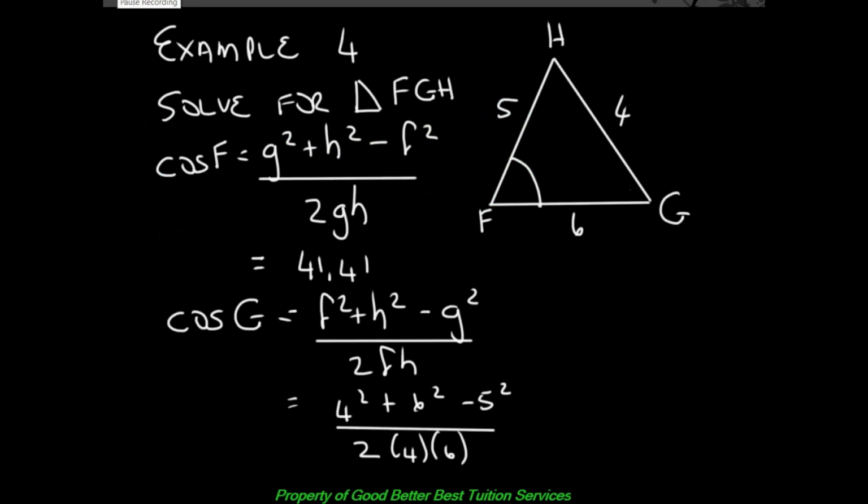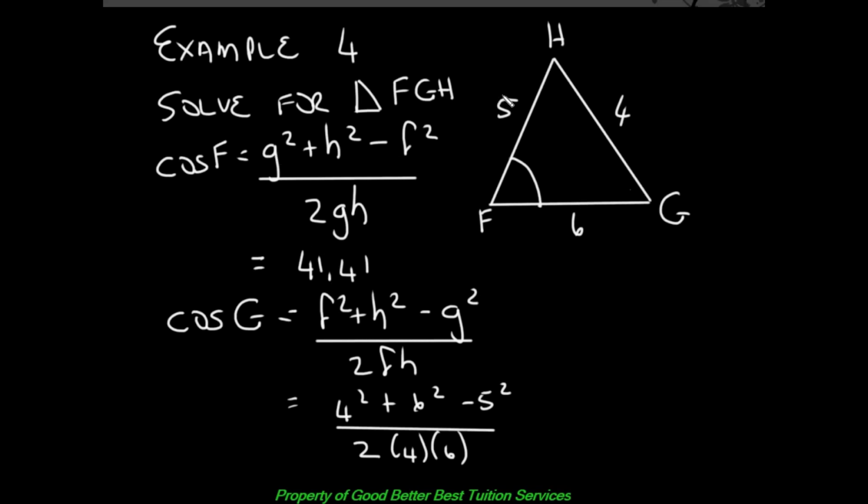Let's look at example 4. Now, here we are given 3 sides. We have no angles. We'll need to find all the angles. So, we need to solve for the triangle by finding all the angles. So, cos of f is equal to g squared plus h squared minus f squared over 2gh. And all we're going to do is fill in the information. So we need to fill in the information of g squared.